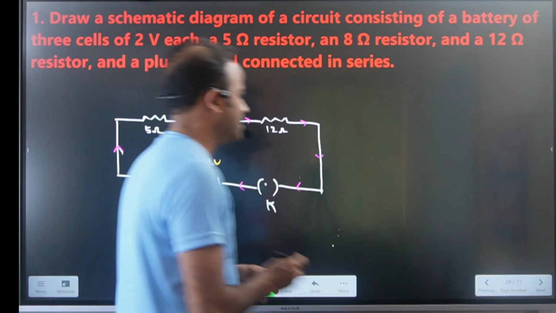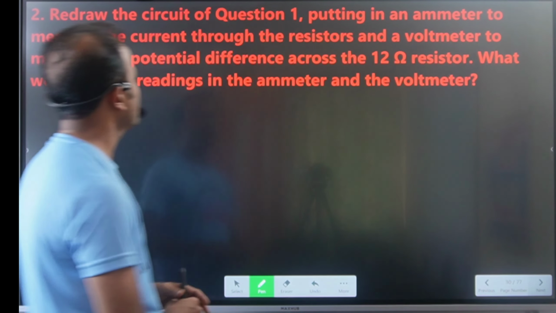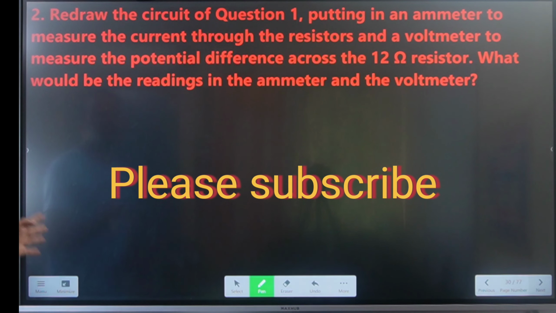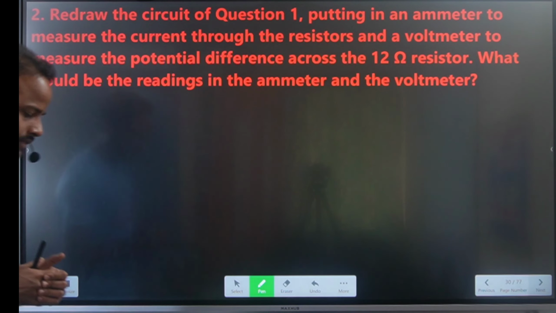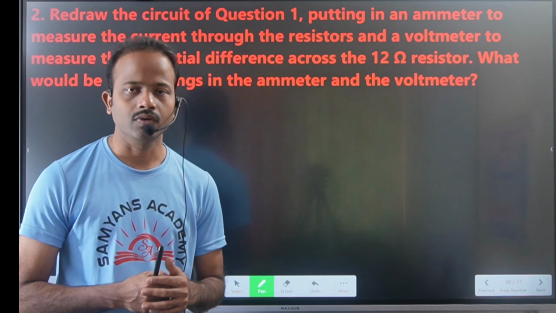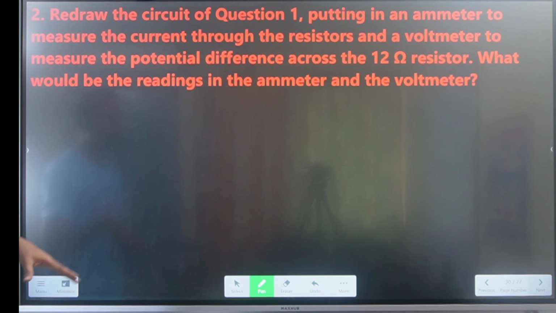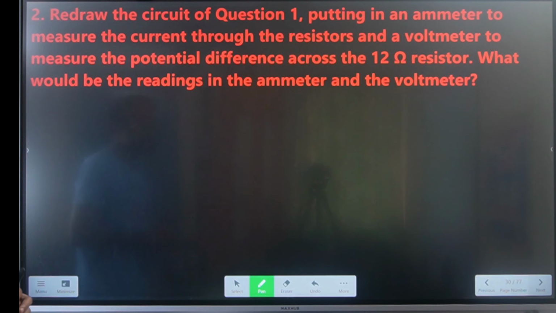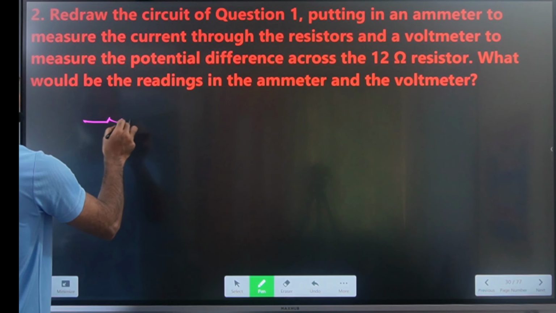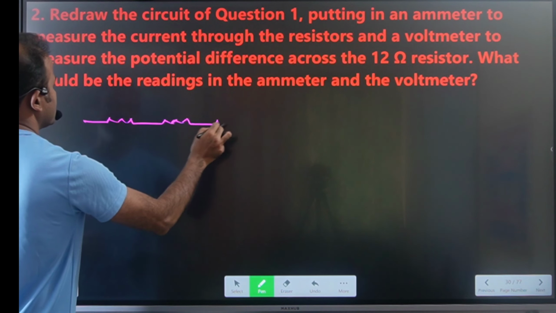So in this schematic diagram, now in the next question they have asked to redraw the circuit, putting an ammeter to measure the current through the resistor and a voltmeter to measure the potential difference across the 12 ohm resistor, and what would be the readings in the ammeter and voltmeter. So you have to find out the current in the circuit, how much current is flowing, and you have to calculate the potential drop across the 12 ohm resistor. Again you have to redraw this.